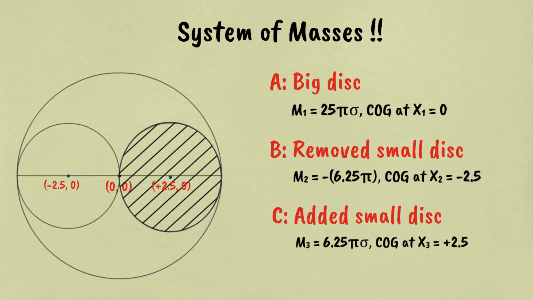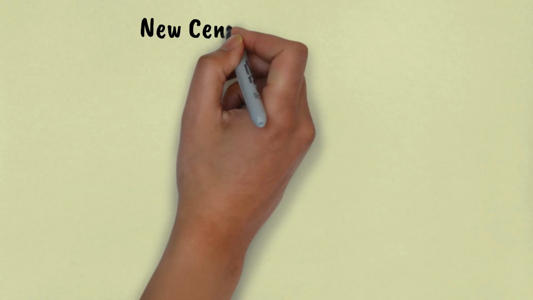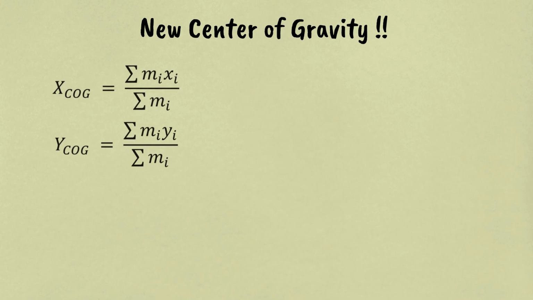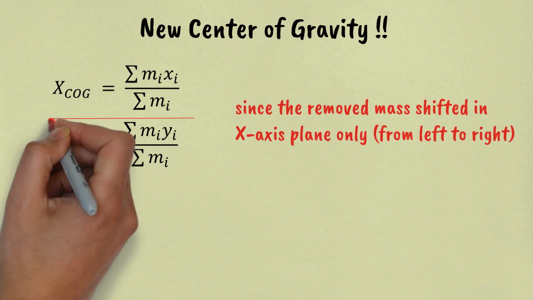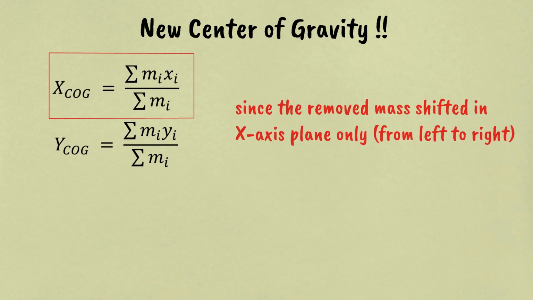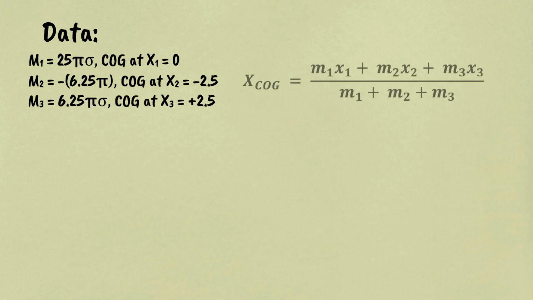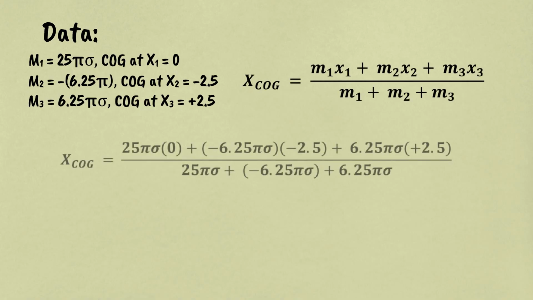Now, to find the new center of gravity, we use the formula for the center of mass of discrete masses, which is the same as the center of gravity for a uniform gravitational field. The center of mass is found by multiplying each object's mass by its position, adding them all up, and then dividing by the total mass. Since our mass is shifted along the x-axis only, we will use the formula for the x-coordinates. Let's recall our data and plug them into the formula to get the new center of gravity. Now we just have to assign masses and positions to our formula.